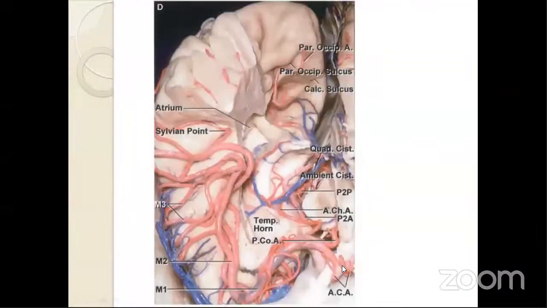In this image, we can appreciate the M1 segment, the genu, the M2 segment of the middle cerebral artery, the M3 segment of the middle cerebral artery, and the Sylvian point, as we have discussed, that this is the point where the most posterior branch of the MCA turns away from the insula towards the cortex.